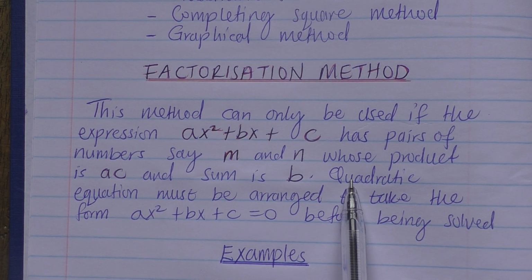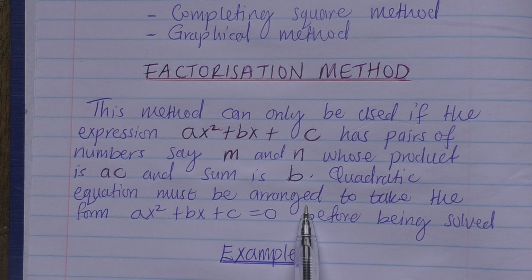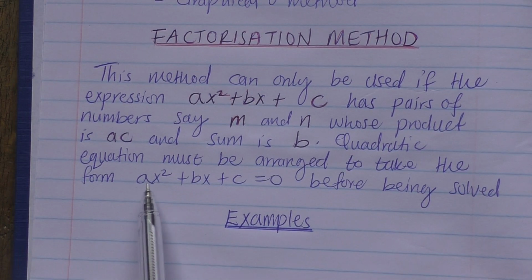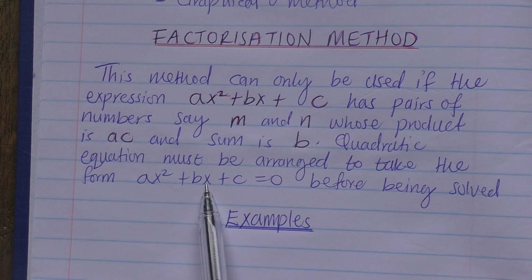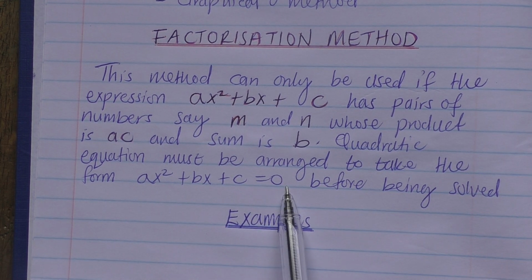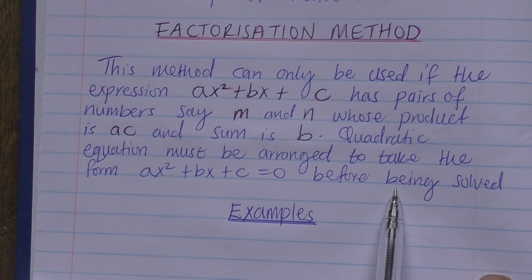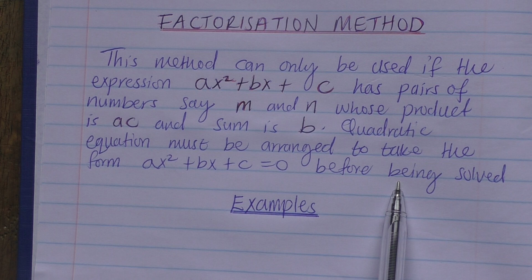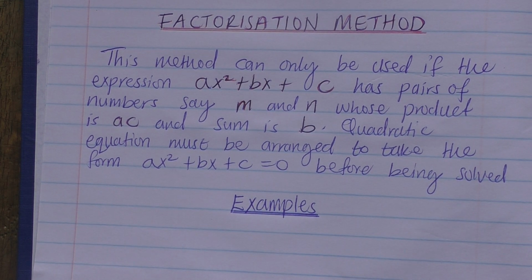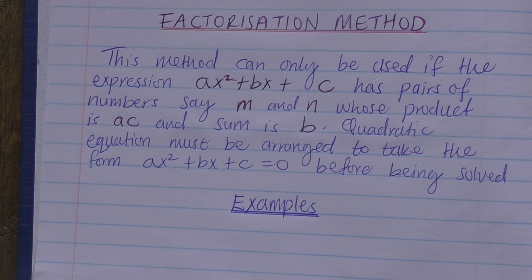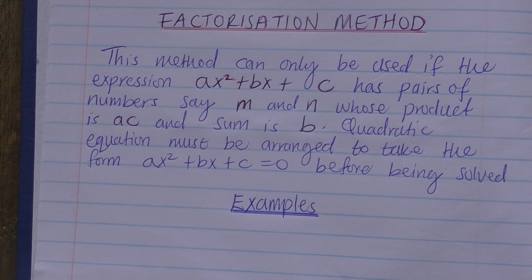And a quadratic equation must be arranged to take the form of ax squared plus bx plus c equaling to 0 before being solved. That is very, very important, and it applies for each and every method. So we must take note of that. So let us look at how we solve quadratic equations using the factorization method.